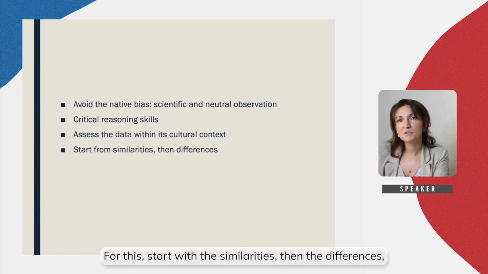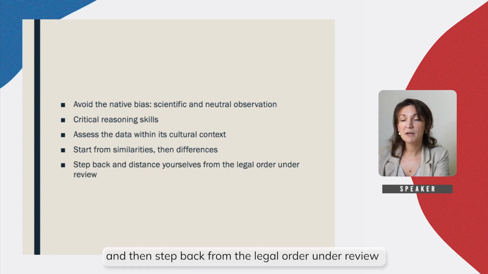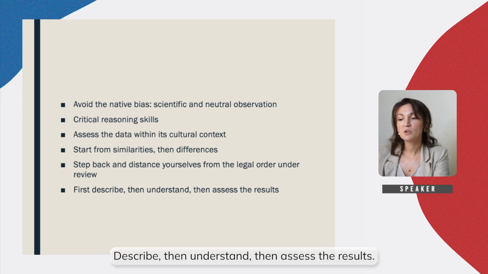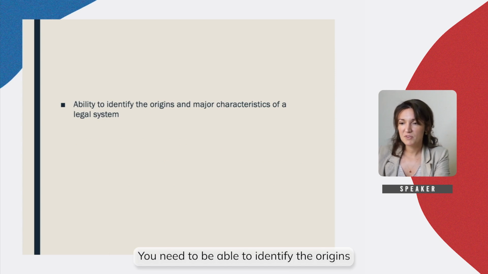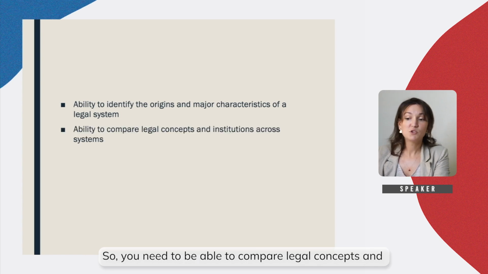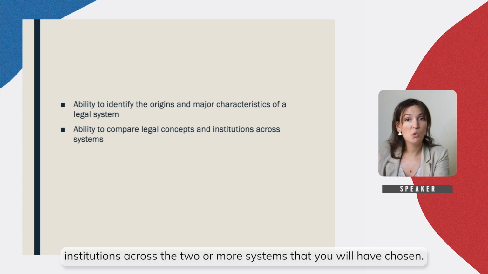For this, start with the similarities, then the differences, and then step back from the legal order under review and distance yourself from it. Describe, then understand, then assess the results. You need to be able to identify the origins and major characteristics of a legal system. What are its main institutions, founding legal principles, etc. So you need to be able to compare legal concepts and institutions across the two or more systems that you will have chosen.